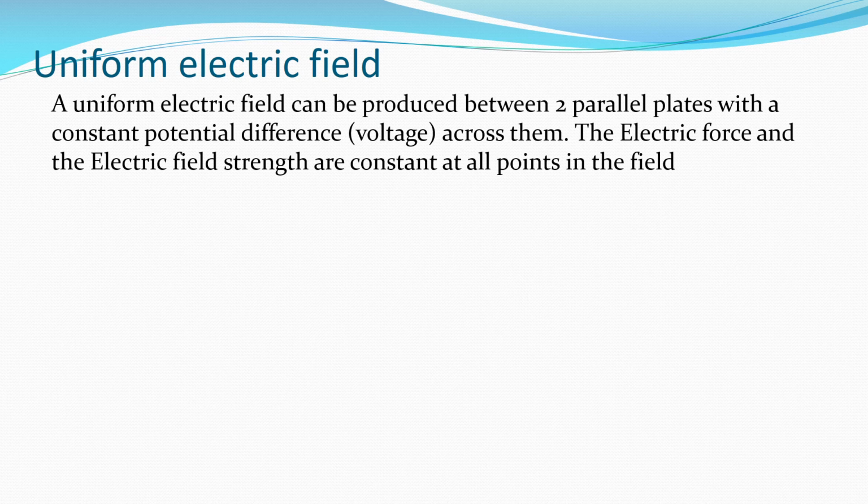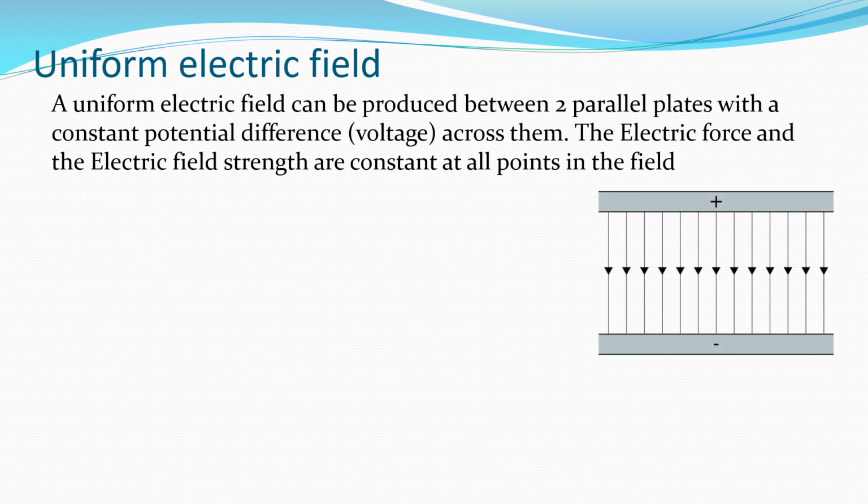The electric force and the electric field strength are constant at all points in the field. And that's because if we have a look at the uniform field, we have straight lines which are parallel to each other and equidistant from each other as well. So each point within that field has the same amount of electric field strength.